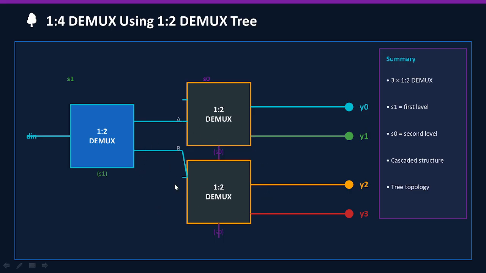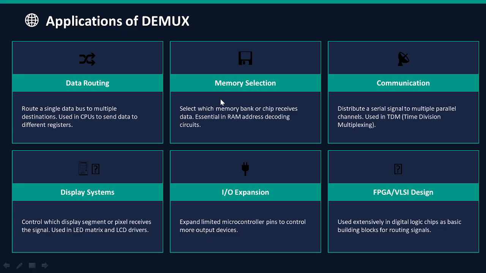And the tree diagram, right? You have learnt that a 4 is to 1 multiplexer can be built using 2 is to 1 multiplexers, right? Just like that, practice this DEMUX. You are using three 1 is to 2 DEMUXes to build a 1 is to 4 DEMUX. Now these will be some of the applications of DEMUX, where you are going to use it in real time. Just note down these applications.